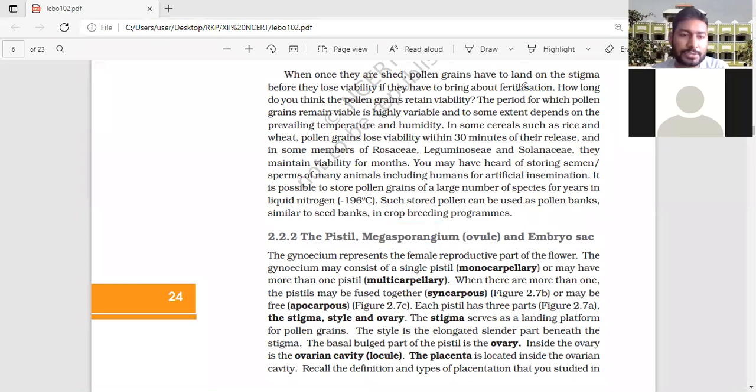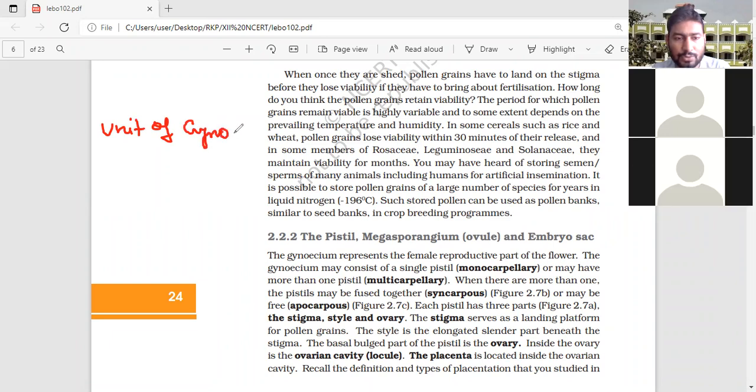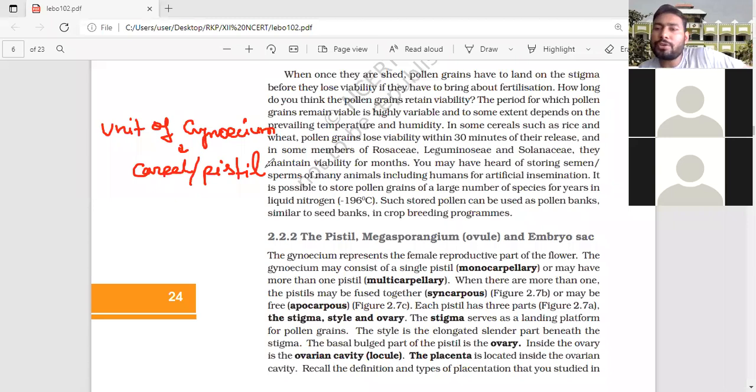And the unit of gynoecium, yesterday I told you, I'm going to tell again, is known as the carpel or pistil. So this is the unit of gynoecium or female reproductive structure. Okay, so the unit of female reproductive structure will be the carpel or pistil. Now look at the structure.